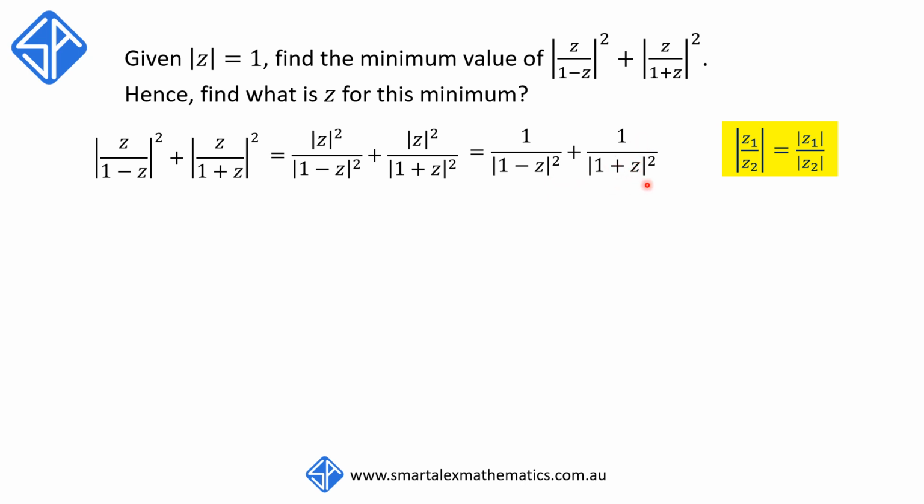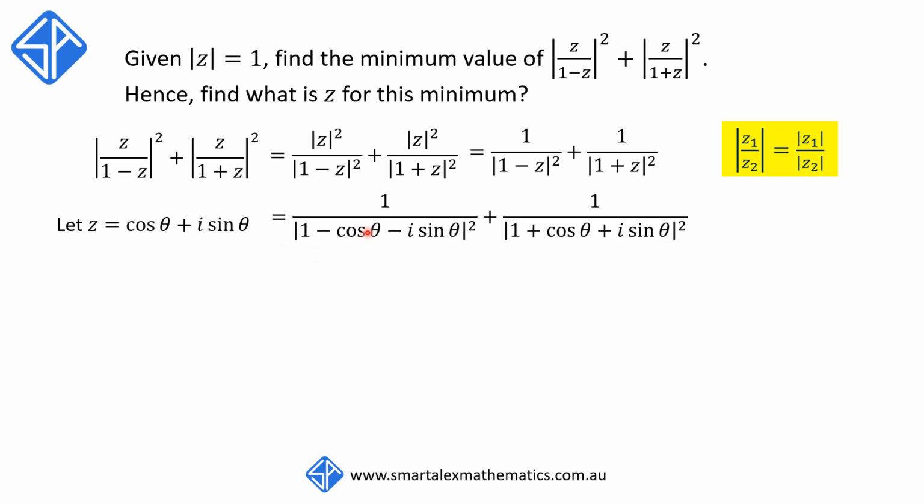Then to simplify this expression, we're going to express z using the polar form, which is z equal to cos theta plus i sine theta. So we're going to replace both of these z's with this expression. Our expression becomes 1 divided by mod 1 minus cos theta minus i sine theta all squared plus 1 divided by mod 1 plus cos theta plus i sine theta all squared.